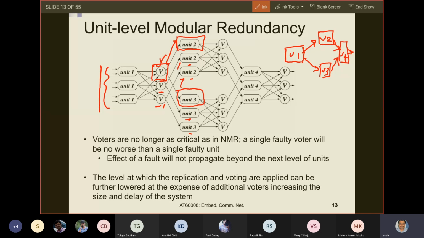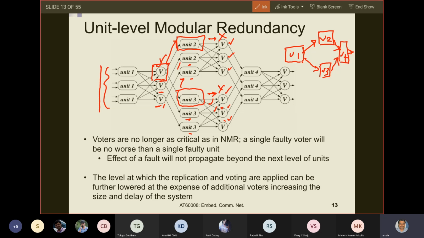Now because of this, what happens? This output is wrong, this output is wrong. However, this output is correct, this output is correct, and this output is again wrong, but two of the outputs are correct. So all these three voters will essentially give correct outputs. And there is one more property.